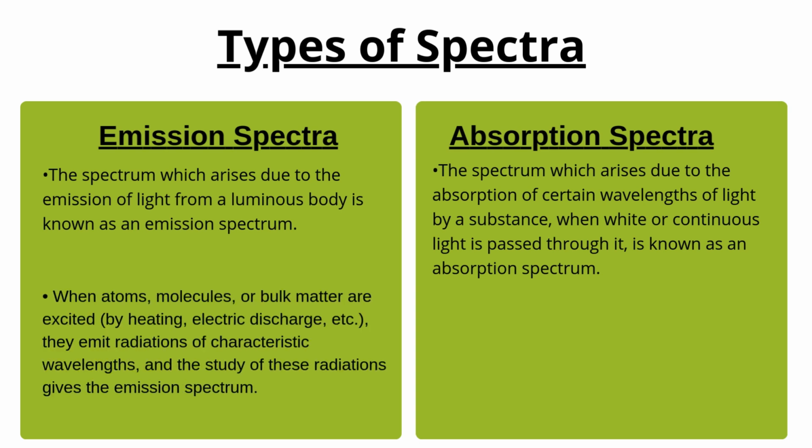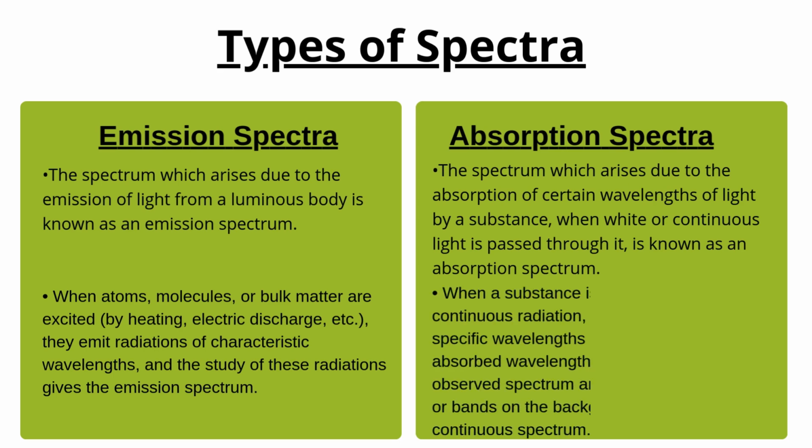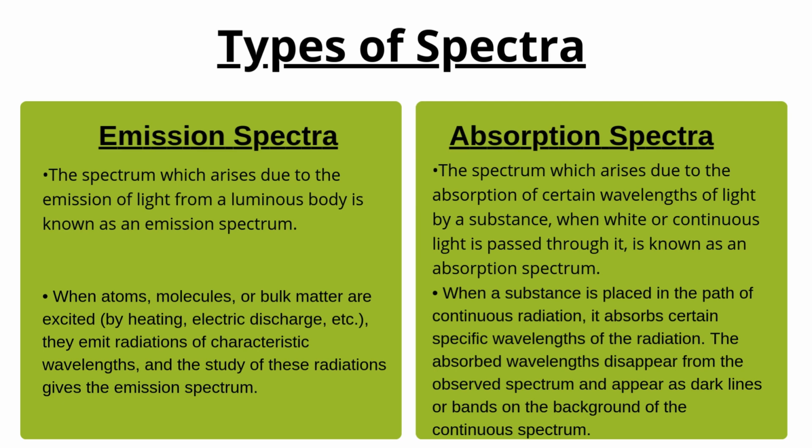When atoms, molecules, or bulk matter are excited by heating, electric discharge, etc., they emit radiations of characteristic wavelengths, and the study of these radiations gives the emission spectrum. When a substance is placed in the path of continuous radiation, it absorbs certain specific wavelengths of the radiation. The absorbed wavelengths disappear from the observed spectrum and appear as dark lines or bands on the background of the continuous spectrum.